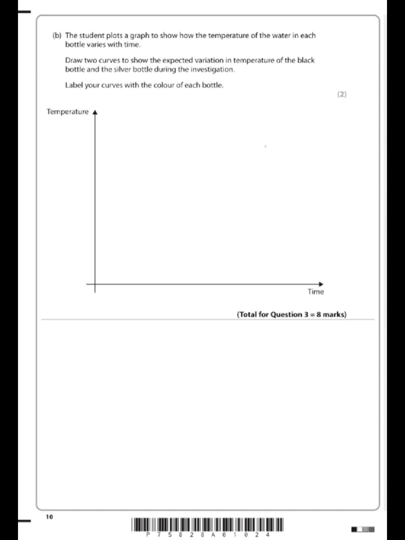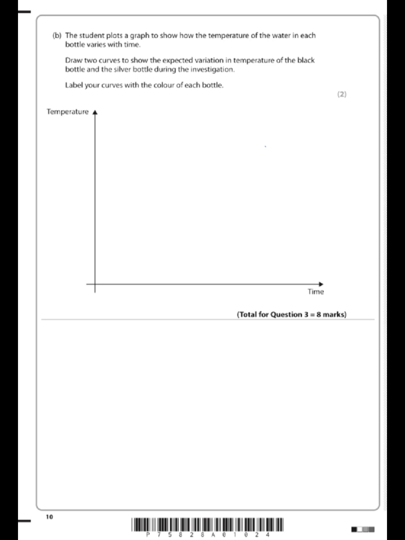So now we're asked to show the expected variation in temperature for the black and the silver bottle from the student's results. So we've got time along the bottom, temperature up the side. There's 2 marks available here. And so two things you need to look out for. The first thing is that because you're asked to talk about the black and the silver, there needs to be two lines, and both of these lines should be showing an increase in temperature with time. So your first thing to do is to have two lines.